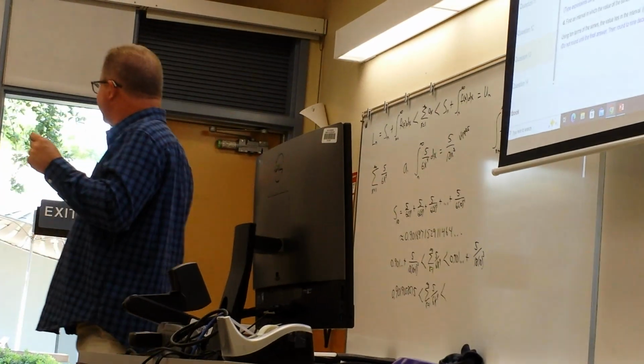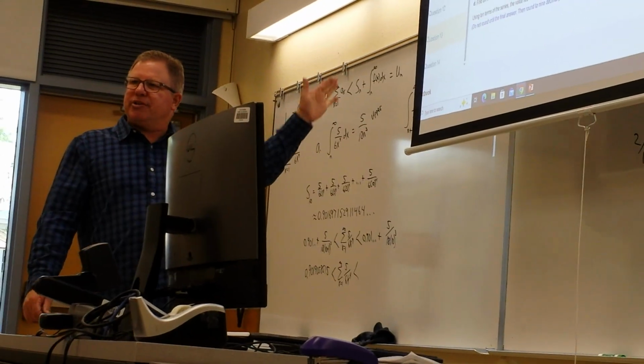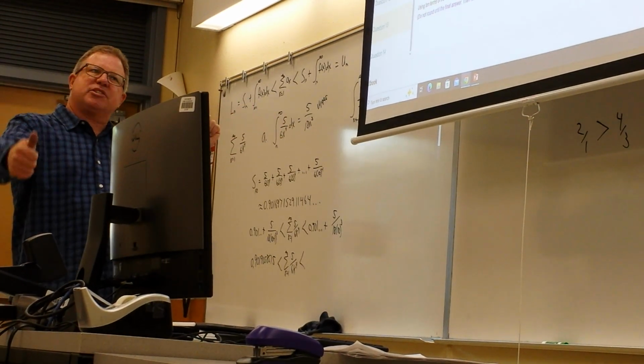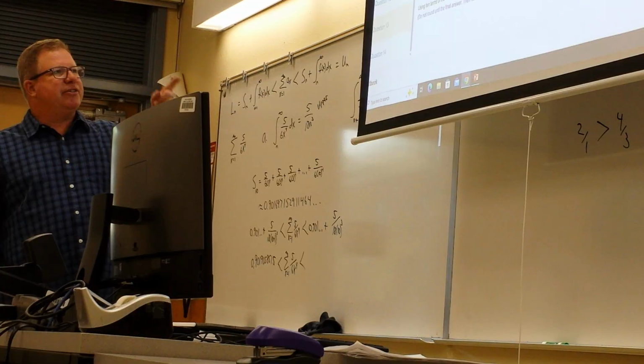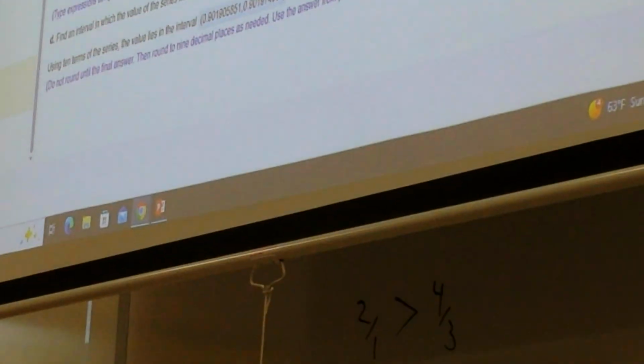Does that make sense? The lower bound must be rounded down. The upper bound must be rounded up. I've done this problem many times. That's the first time I've hit one that has that issue.